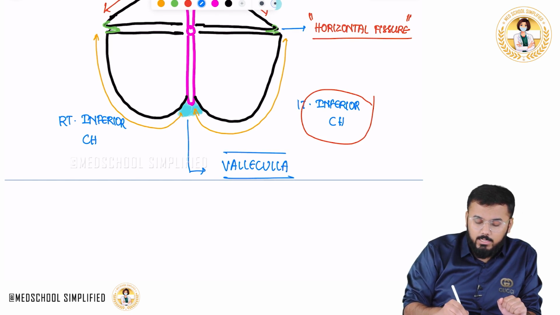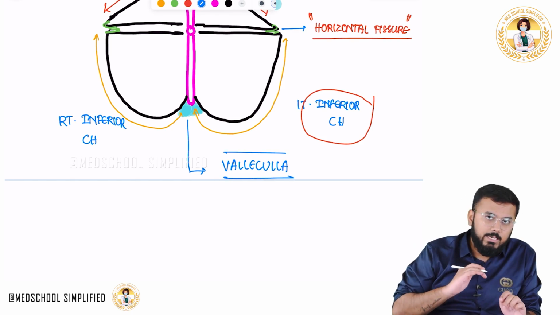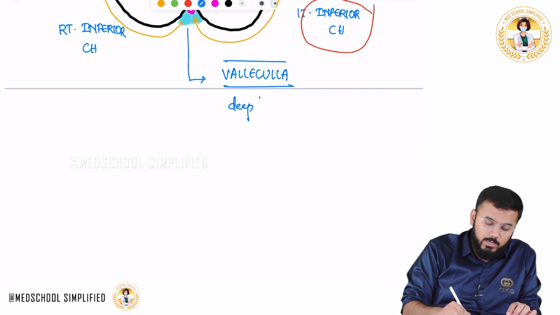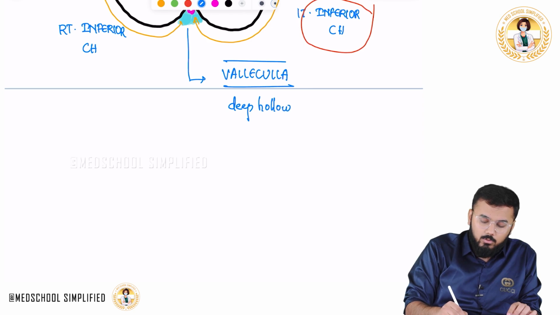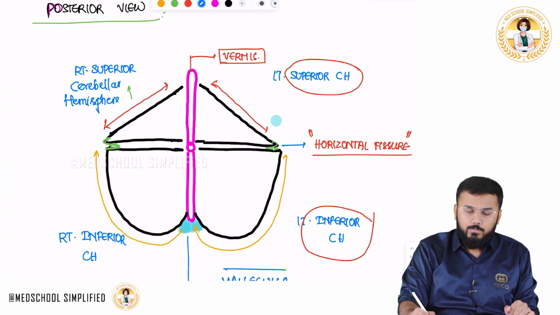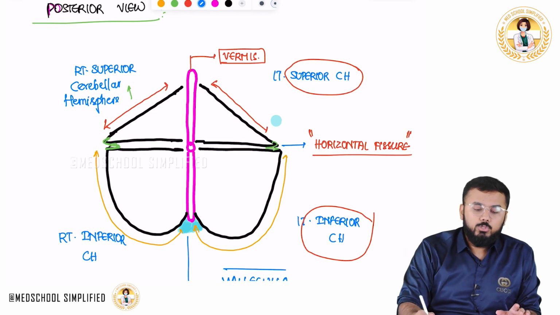Vallecula. This deep part is called the vallecula, which is a deep, hollow part that is posteriorly present. Okay, that is what is called your vallecula. Clear? So this is a posterior view.